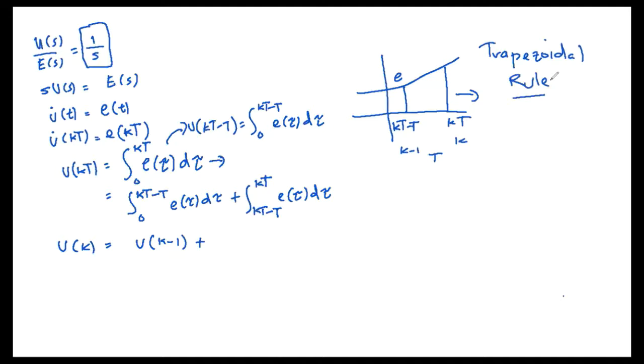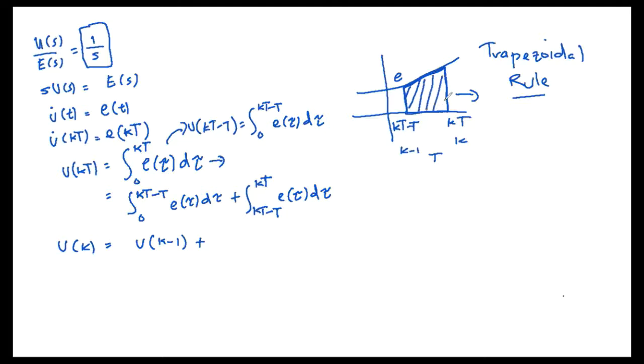what we are going to do is form a trapezoid between these two intervals, kT minus T and kT, and so a trapezoid looks like this. So we are going to take a line and join it from e of kT minus T to e of kT. So this will be a straight line, although the function e can be something different. It does not need to be linear, it can be anything. And so now this forms a trapezoid, and the area under the trapezoid is what we want.